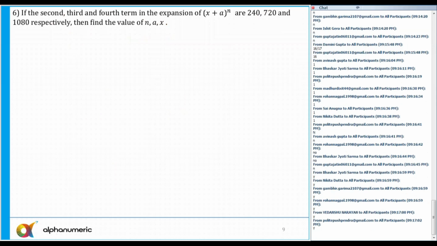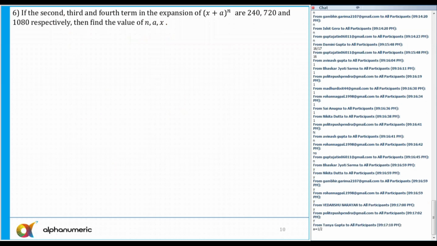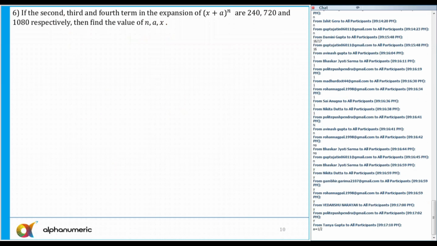Okay. Now try this. If the second, third, and fourth term in the... no Tanya, you get a equal to 1 only. Alright. Maybe you have done some calculation mistake. Check.